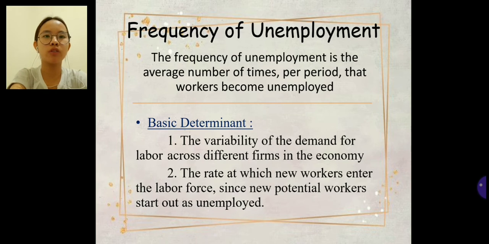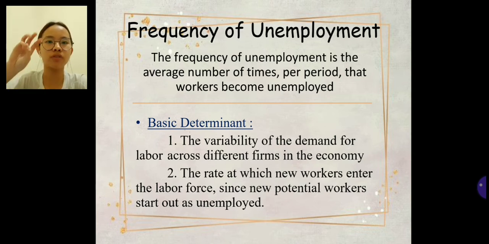And now about the frequency of unemployment. The frequency here is the average number of times per period that a worker becomes unemployed. It's about the number of times in each period, not how long, like the duration before. So there are two basic determinants. If the duration before had three, now for the frequency there are two.